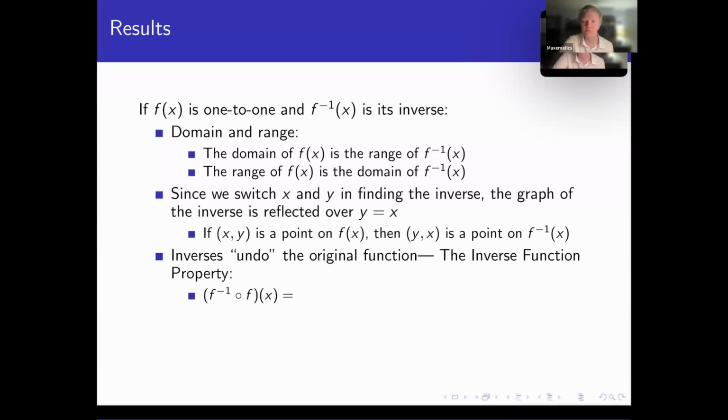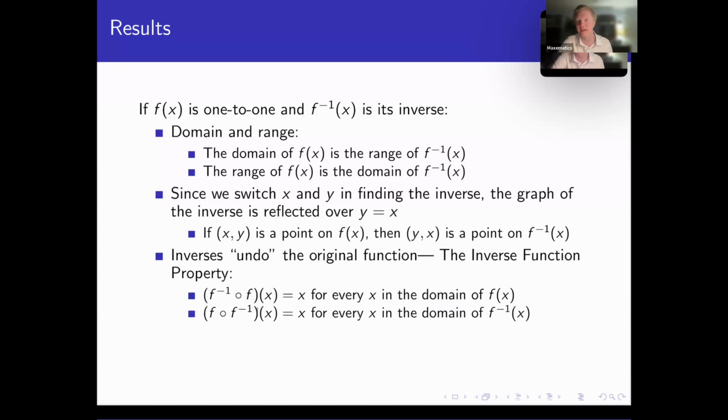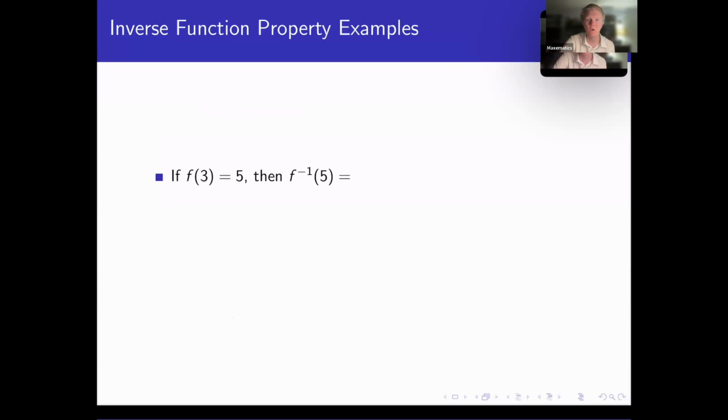Also, inverses undo their original functions. So the inverse function property says that f inverse composed with f gives you just x for every x in the domain of f of x, and f composed with f inverse also equals x for every x in the domain of f inverse. So that's why we needed to talk about compositions in the last section before we got here. Okay, just some very silly looking examples.